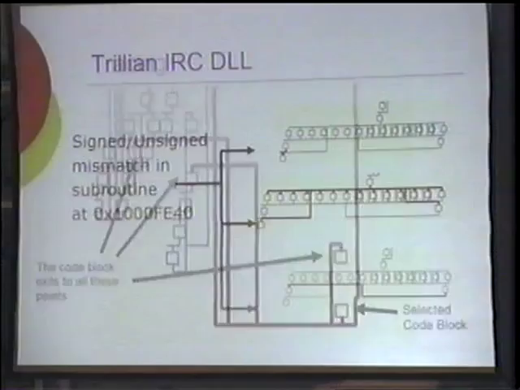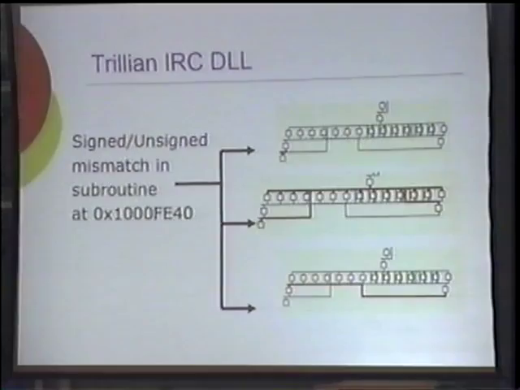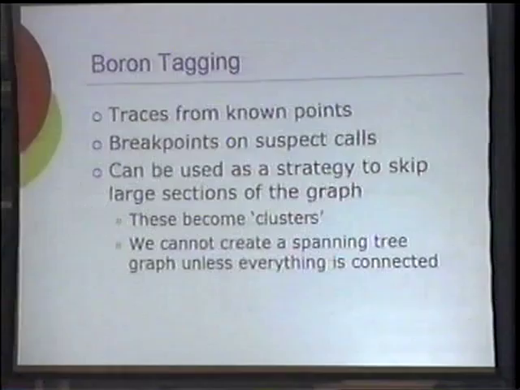Trillian IRC DLL. I have a signed to unsigned mismatch on the bottom, and up on top I've selected it. You can tell right off the bat, using this, that's a switch statement. All those locations are all the cases of the switch statement. So I select it, and I can see which items on the case statement are going to lead down to the signed to unsigned mismatch.